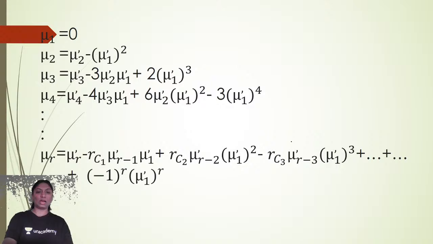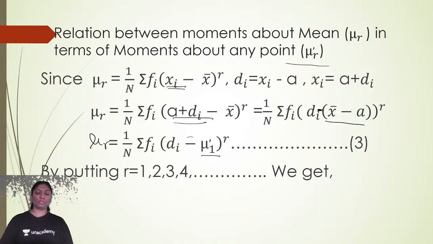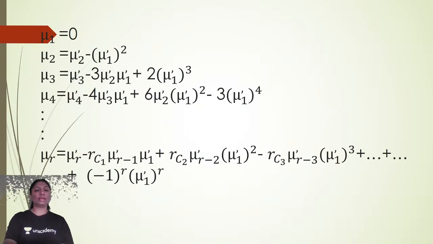Okay, now putting r is equal to 1, 2, 3, 4, we get, we put r is equal to 1. So you will get mu1 is equal to 0. R is equal to 2. You will get mu2 dash minus mu1 dash bracket square. Mu3 is equal to mu3 dash minus 3 mu2 dash into mu1 dash plus 2 into mu1 dash bracket cube. Mu4 is equal to mu4 dash minus 4 into mu3 dash into mu1 dash plus 6 into mu2 dash into mu1 dash bracket square minus 3 into mu1 dash bracket raised to 4.